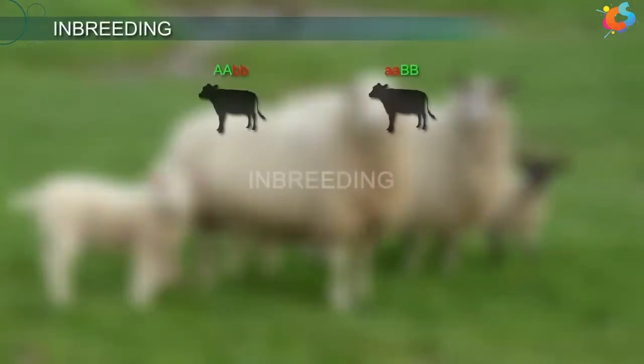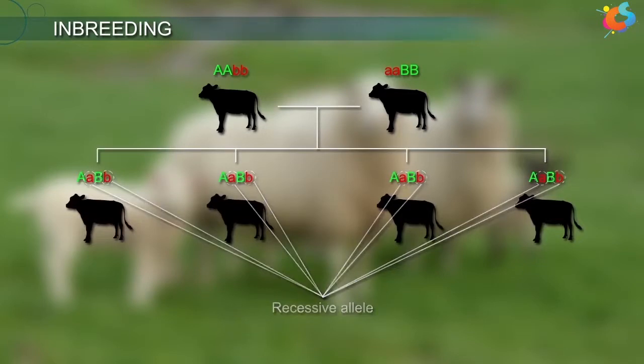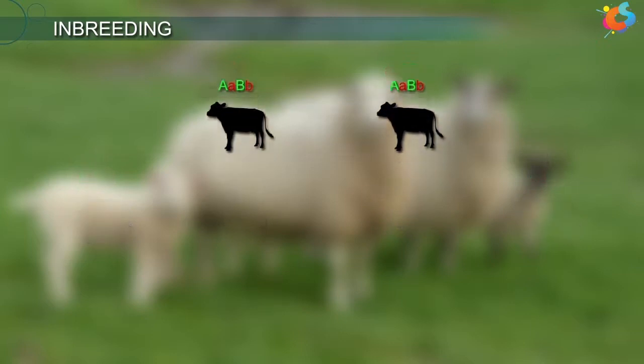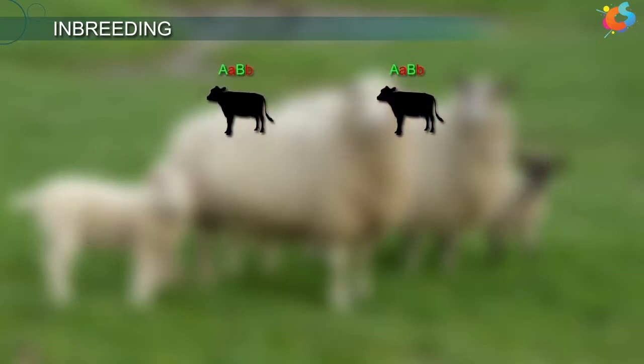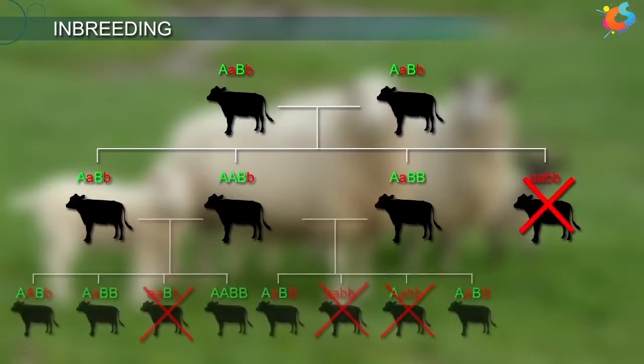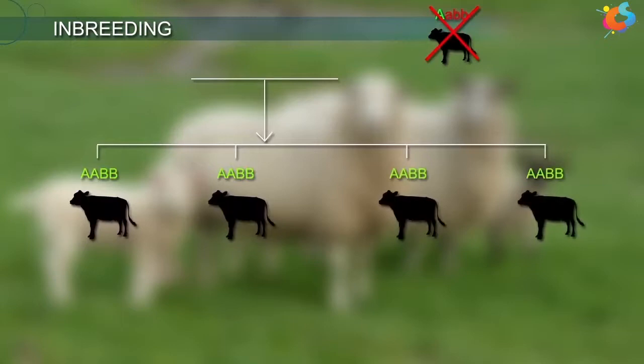Inbreeding. We have learnt that the first generation of crossbreed hybrid will have recessive alleles in their genome. So in order to have a pure hybrid with no recessive alleles in it, inbreeding is performed. In inbreeding, very closely related animals, generally brothers, cousins, etc., are mated with each other. In each generation, the animals that express recessive or harmful characters are eliminated, and the remaining are bred again. After repeated inbreeding and selection, pure lines of hybrids with no recessive characters are obtained.